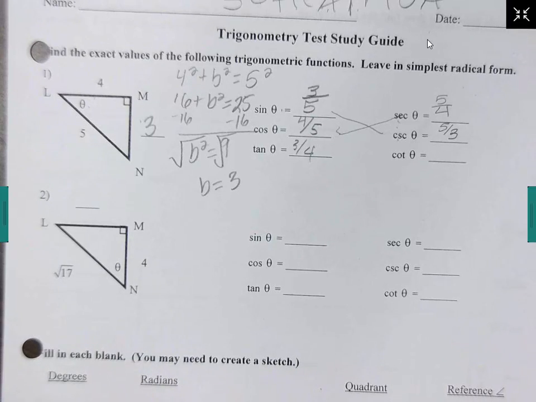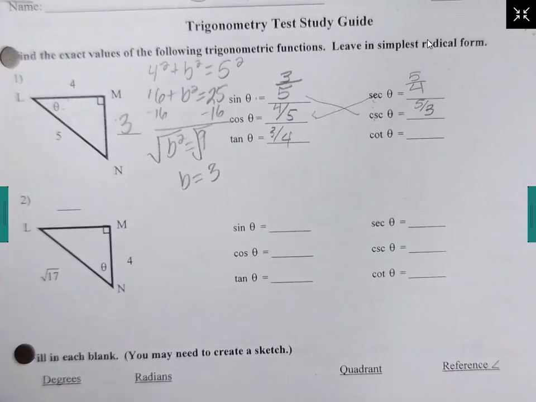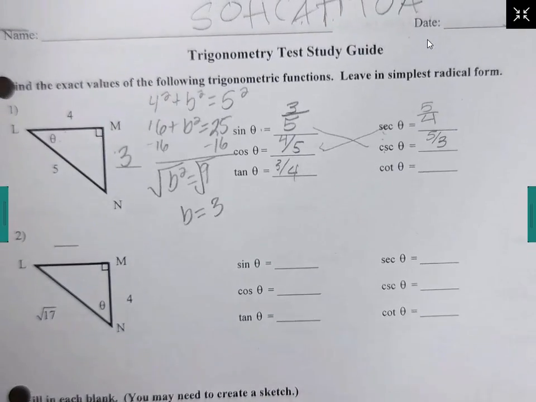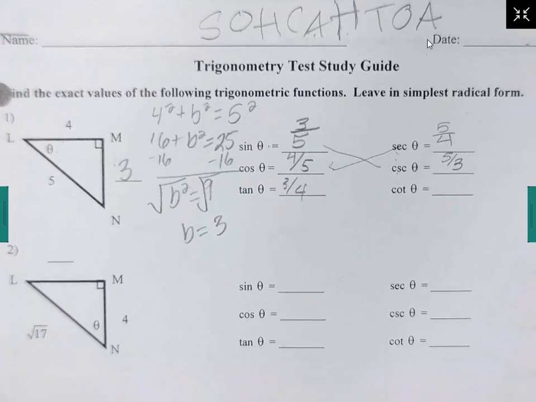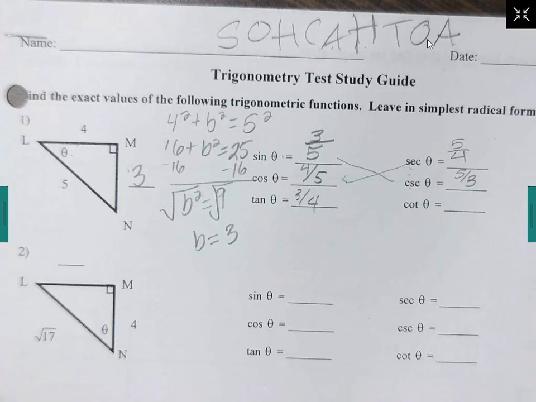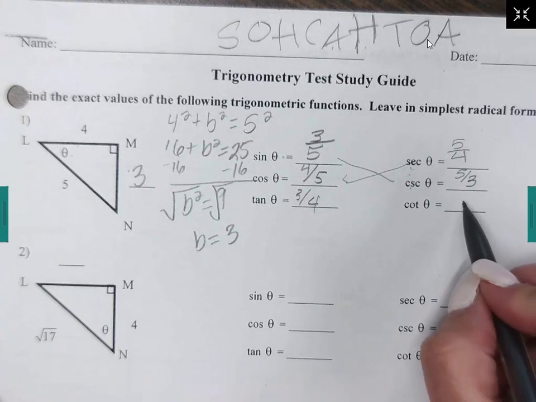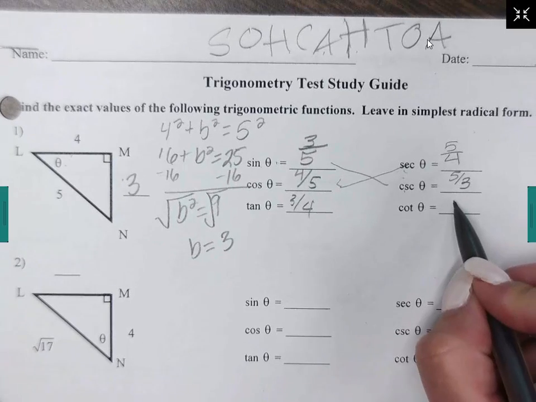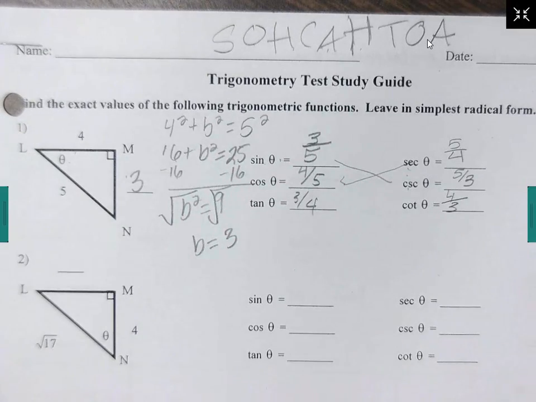Yes, ma'am. Hey, Ella, maybe you want to move up closer, if you want to. Okay? So then what would the cotangent be? 4 over 3, right? Or 4/3. All right. Any questions here? Yes, ma'am. Yeah, go ahead.